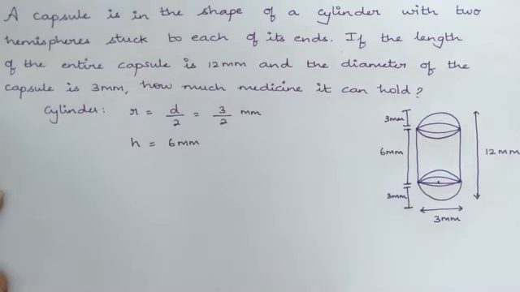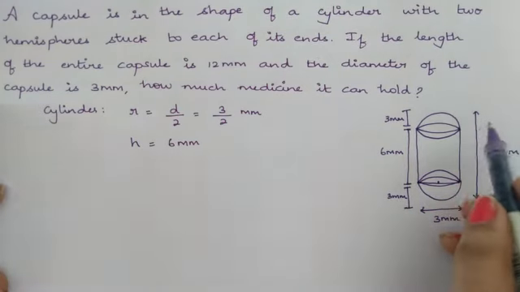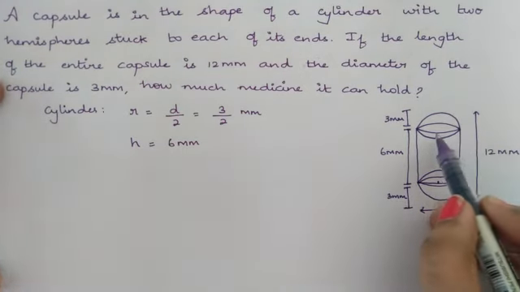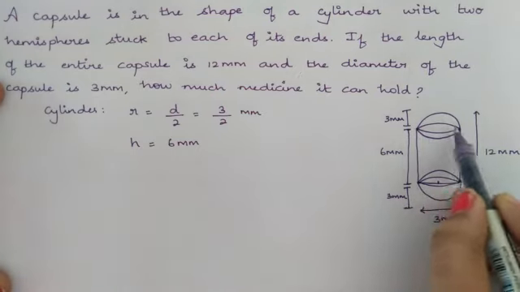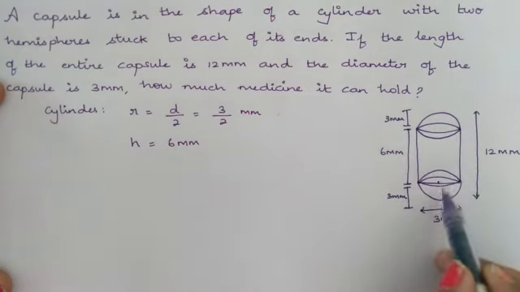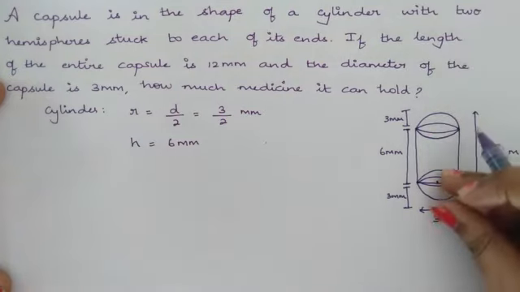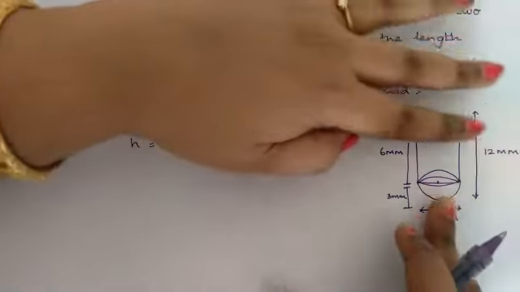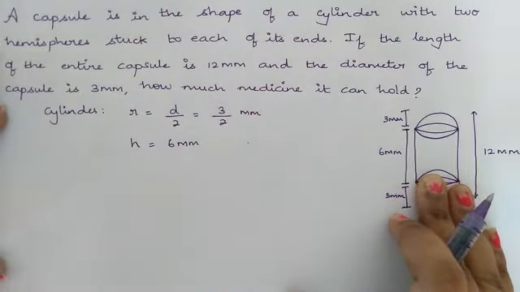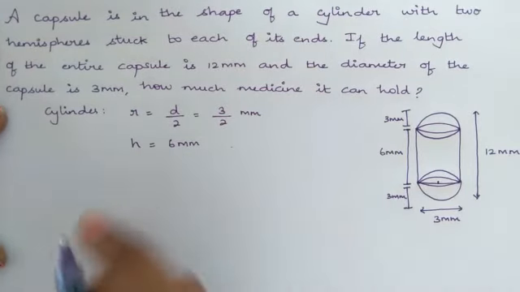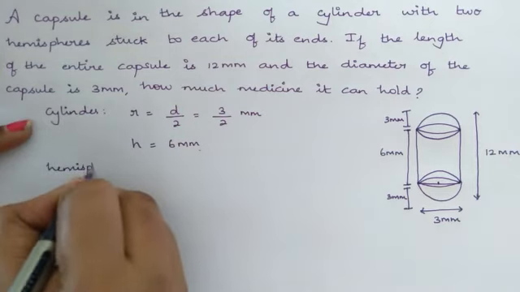I repeat once again, listen carefully. We are having the hemispheres in the top and the bottom. We are told that the diameter of the capsule is 3 millimeter. So if we are talking horizontally, if the diameter is 3 millimeter, vertically also the diameter will be 3 millimeter. So just remove those hemispherical diameters in the top and the bottom. That remaining distance will be the cylinder, and that's nothing but 6 millimeter. So this is nothing but the height of the cylinder. Now let's talk about the hemisphere.